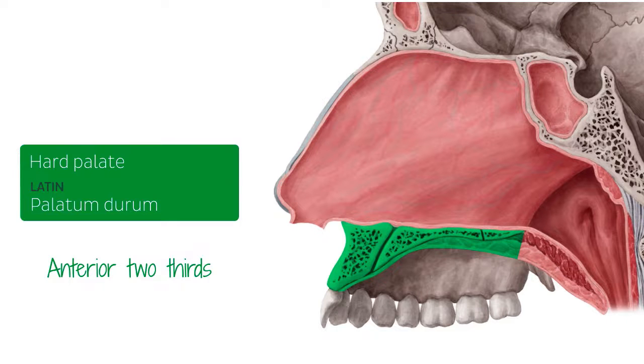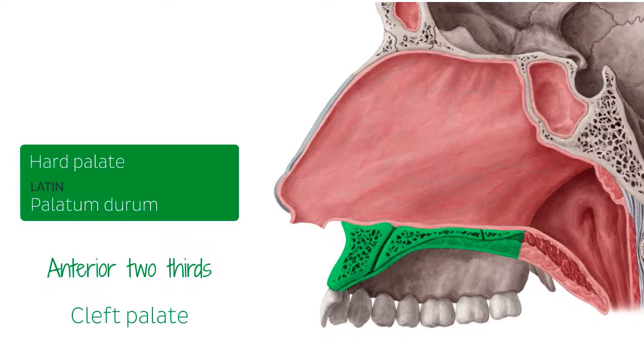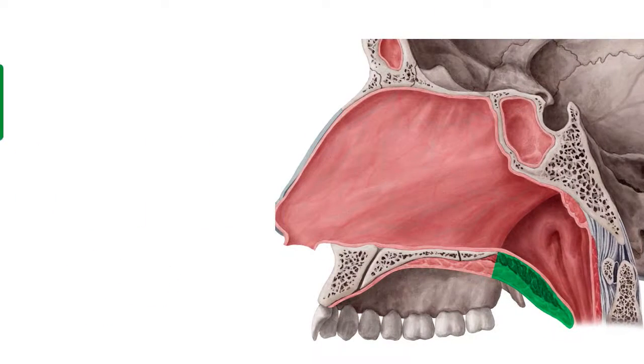The importance of this can be seen particularly in infants with birth defects where their hard palate hasn't formed properly. When the palatine shelves of the maxillae do not fuse properly during embryonic development, this results in a cleft palate. So immediately posterior to the hard palate, we see the soft palate.